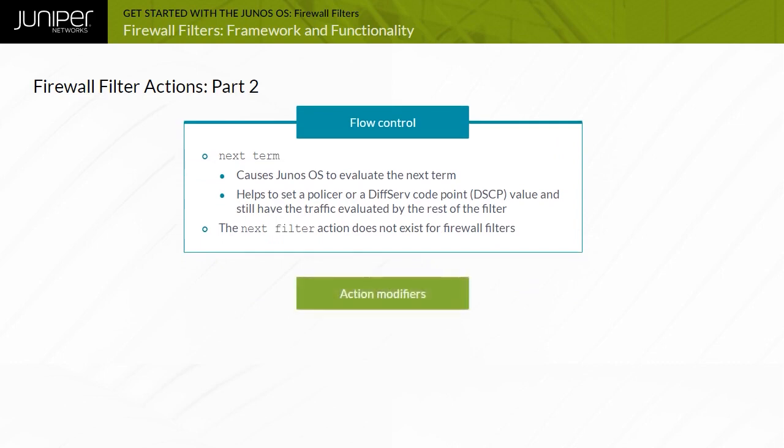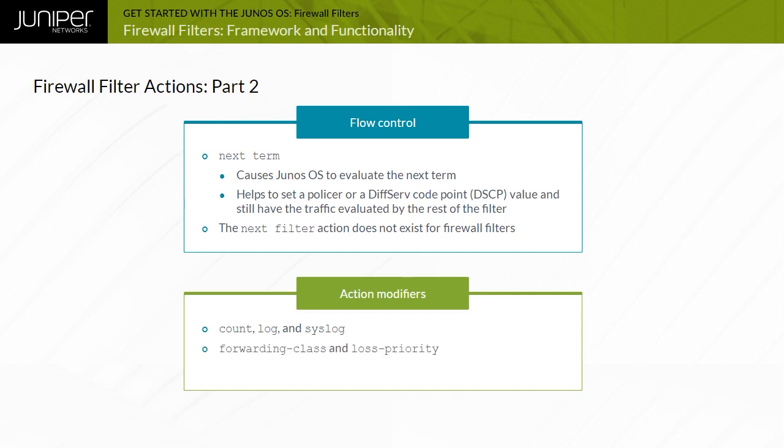You can specify one or more action modifiers with any terminating or flow control action. If you specify an action modifier, but do not specify a terminating action, the system implies an action of accept. You can use the count, log, and syslog action modifiers to record information about packets. The forwarding class and loss priority action modifiers are used to specify class of service, or COS, information. The policer action modifier allows you to invoke a traffic policer.